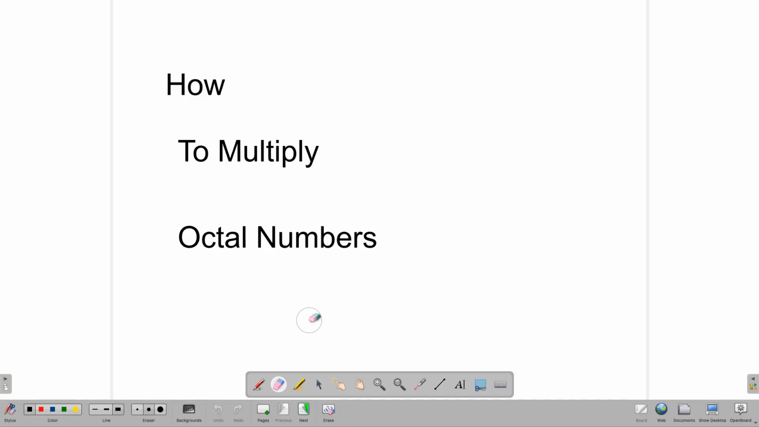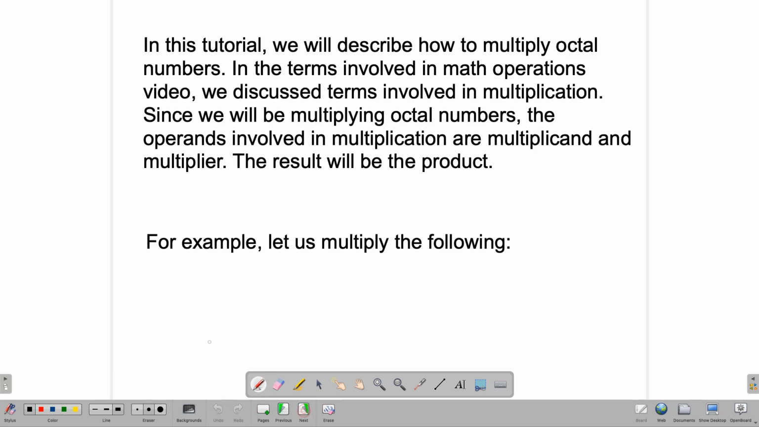How to multiply octal numbers. In this tutorial, we will describe how to multiply octal numbers. In the terms involved in math operations video, we discussed terms involved in multiplication. Since we will be multiplying octal numbers, the operands involved in multiplication are multiplicand and multiplier. The result will be the product. For example, let us multiply the following.